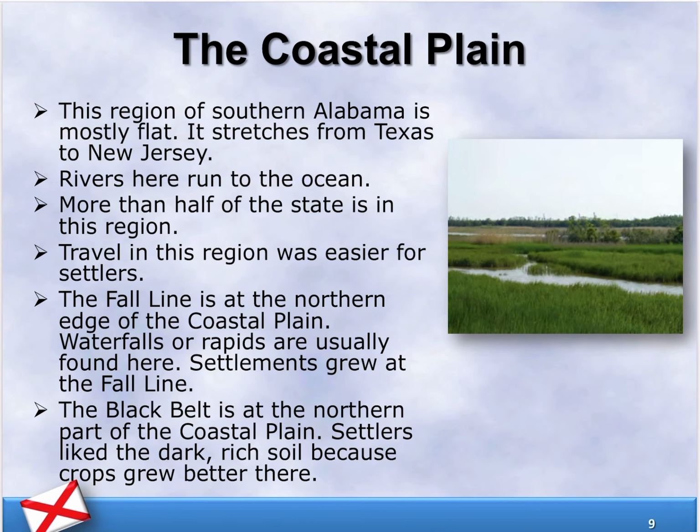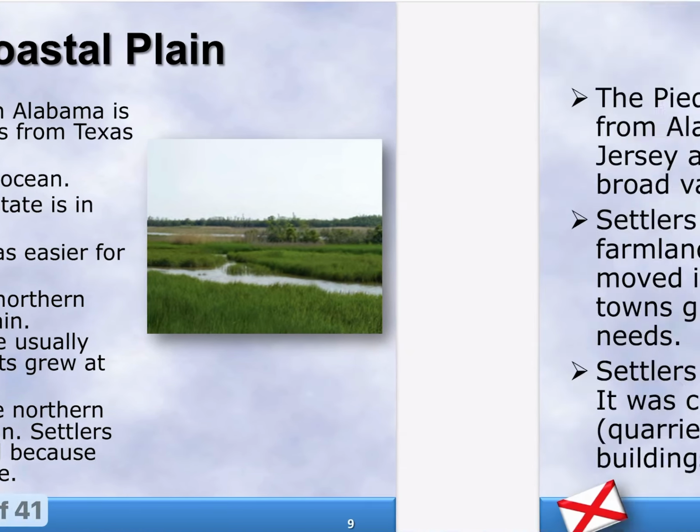The fall line is at the northern edge of the Coastal Plain. Waterfalls or rapids are usually found here. Settlements grew at the fall line. The Black Belt is at the northern part of the Coastal Plain. Settlers liked the dark, rich soil because crops grew better there.